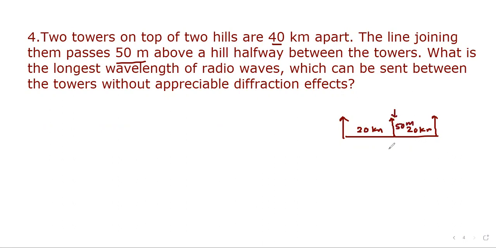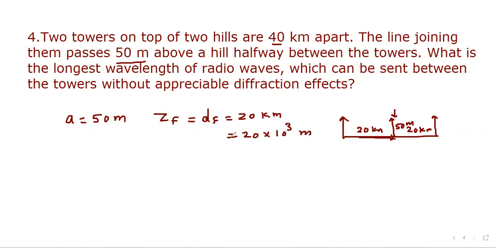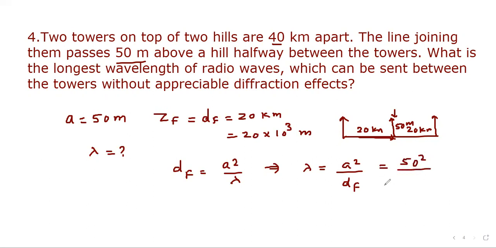So if this is 50 meters, this will be taken as aperture. So a equal to 50 meter. And this portion from here to here, means 20 kilometer, will be taken as Fresnel distance. ZF or DF is equal to 20 kilometer, that is 20 times 10 to the power 3 meter. So we have to find out wavelength lambda. We know the formula DF, Fresnel distance, is given by a square by lambda, or lambda equal to a square divided by DF. We put the values: a square, that is 50 square, divided by DF. DF is 20 into 10 to the power 3.